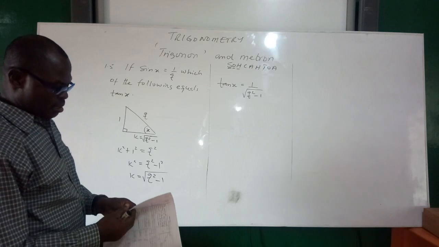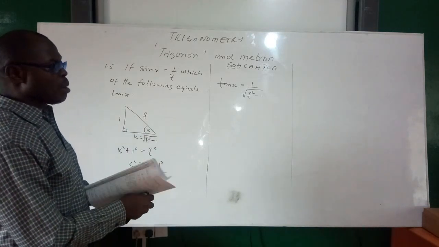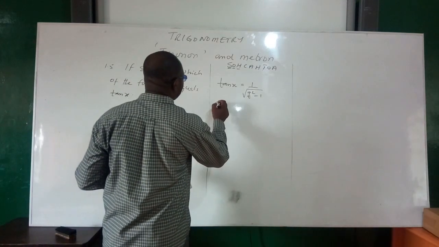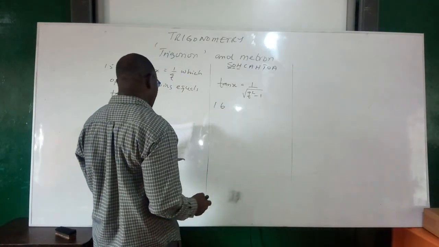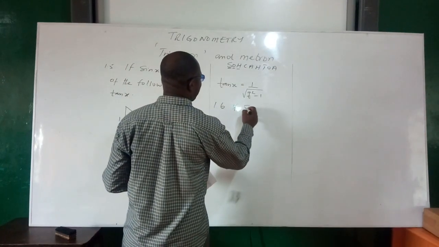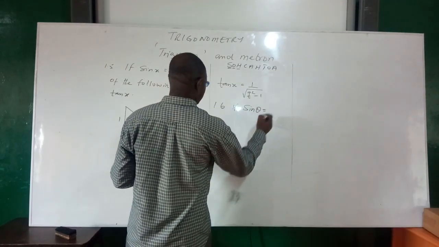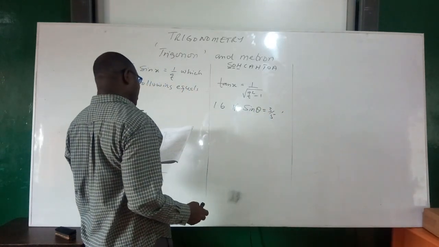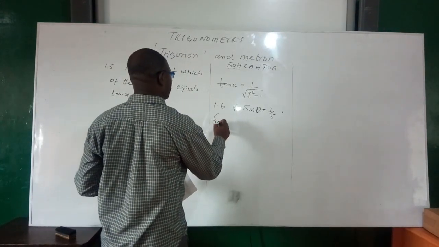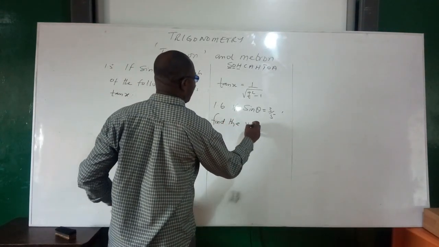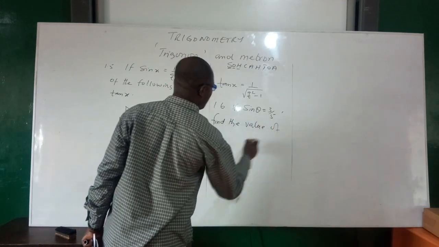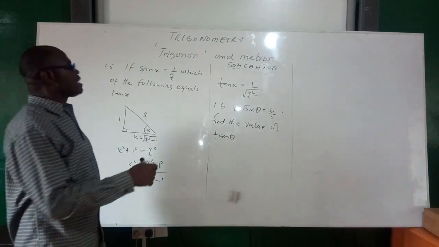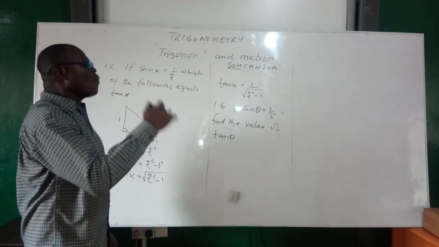Let's see more questions, because the more we do, the more we understand. The next question says that if sine theta is equal to 3 over 5, find the value of tan theta.